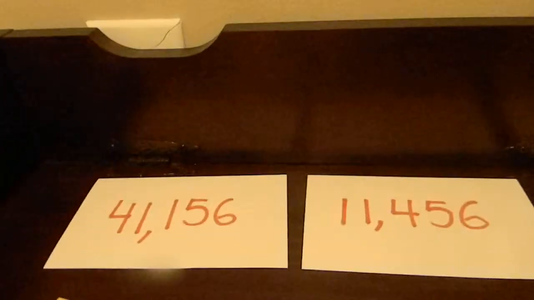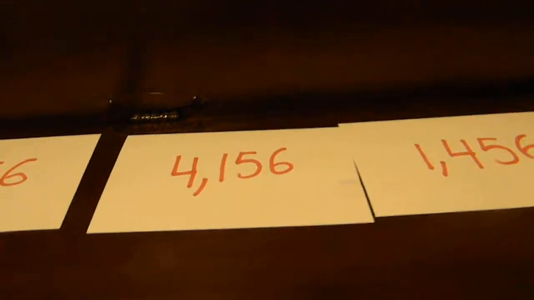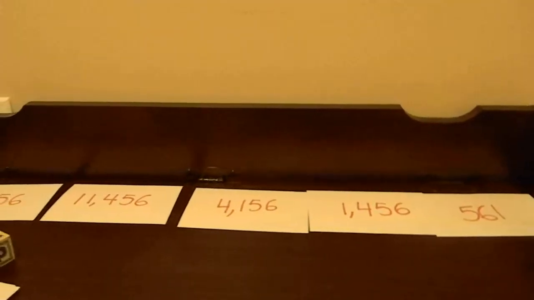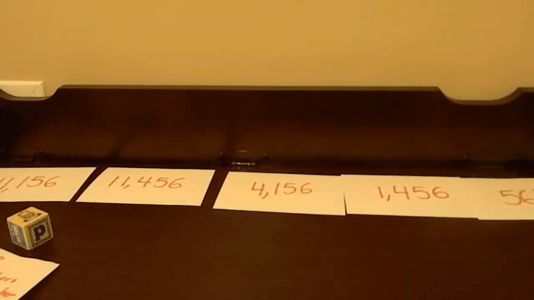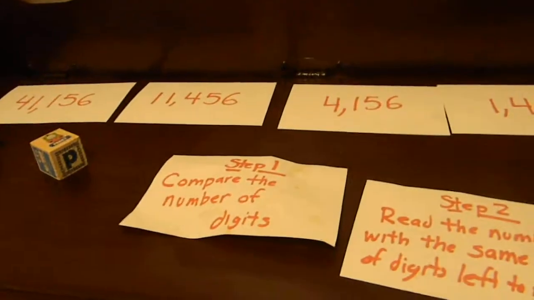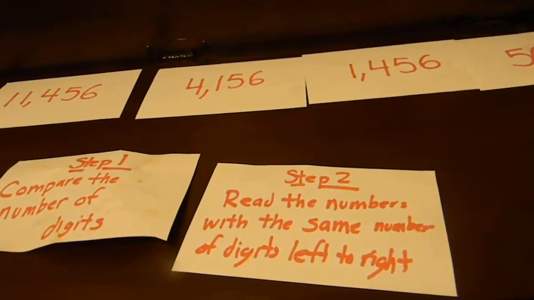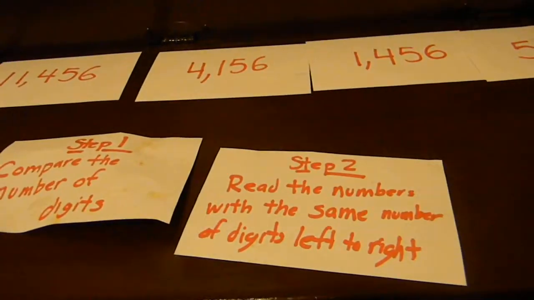So your order today for math class, you should go 41,156, 11,456, 4,156, 1,456, 561, and that is how you order your numbers using place value. So don't forget today as you're working on your math to follow your 2 steps. Your first step is to compare the number of digits, and your second step is to read the numbers with the same number of digits left to right.